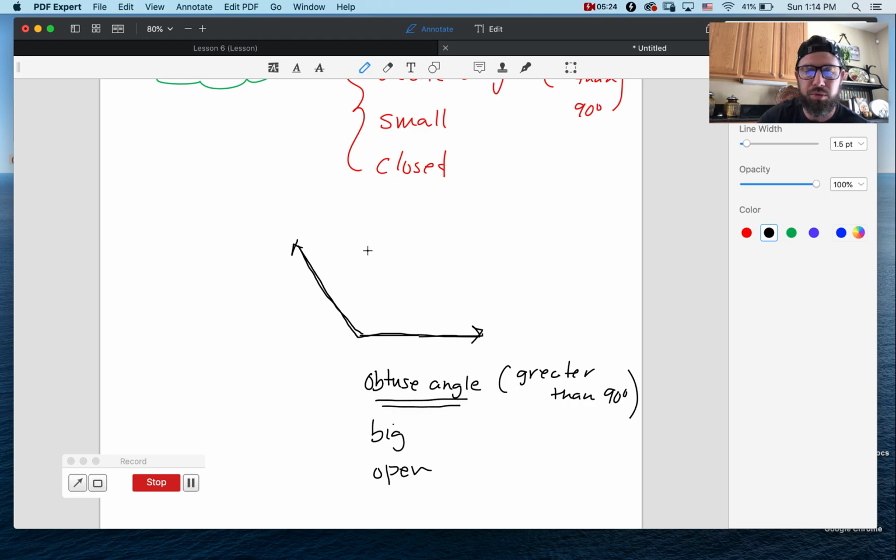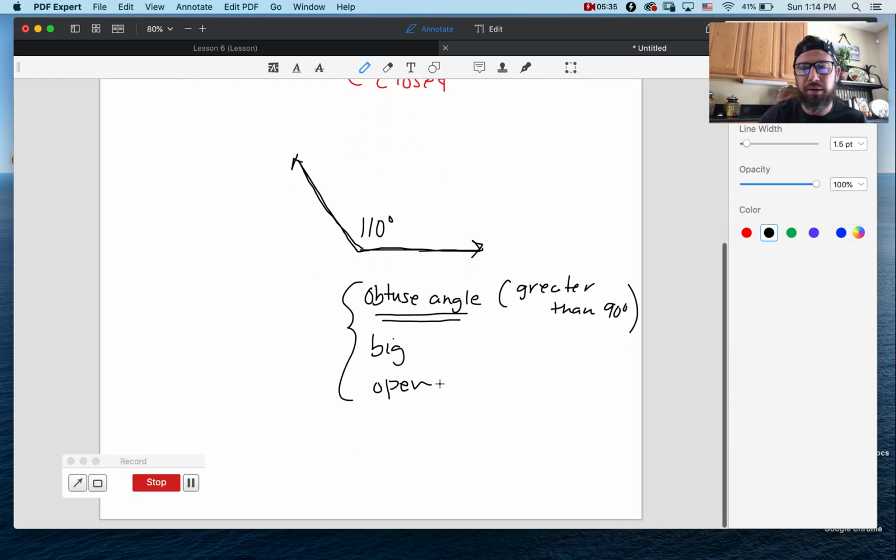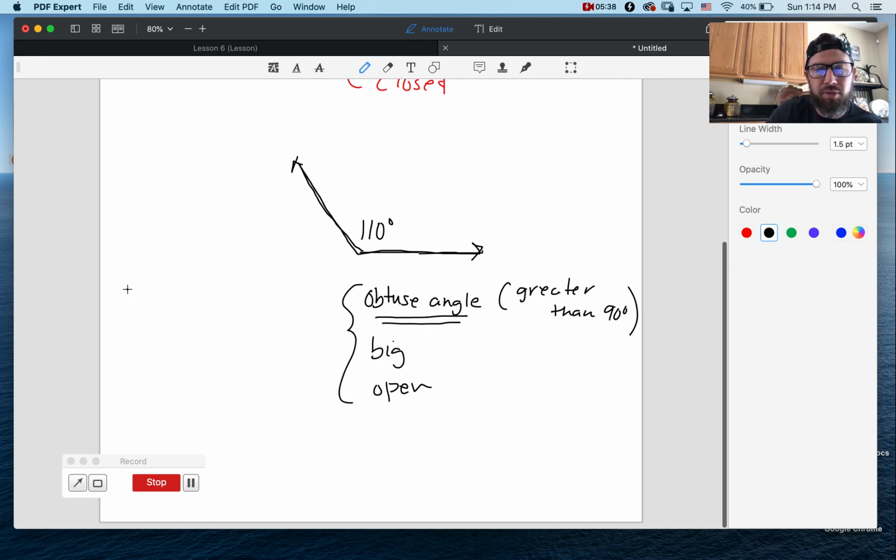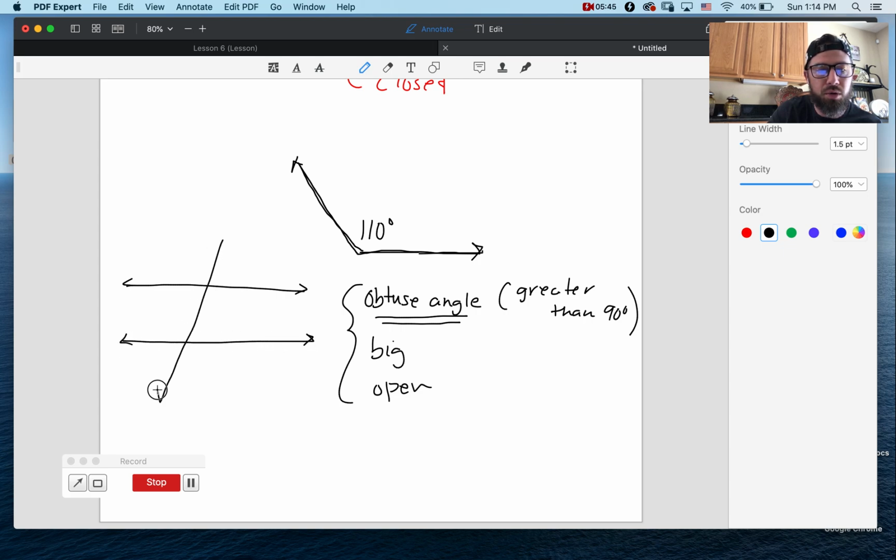But this is his real name: obtuse angle. This guy up here was an acute angle. An obtuse angle means he's greater than 90 degrees. So this guy could be 110 degrees, he could be 120 degrees, he could be 100 degrees. Anything greater than 90. Let me show you again, the same thing applies for him in regards to parallel lines cut by a transversal. If you can identify the open angles, they are all the same. So look, this guy here is open. He's obtuse. He's big. Where's another open angle?